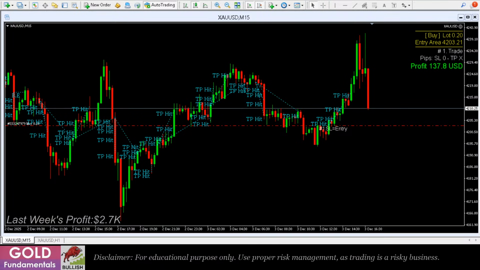Breakouts are significant because they indicate a shift in market sentiment, often leading to substantial price movements as new trends form and traders and investors enter the market.